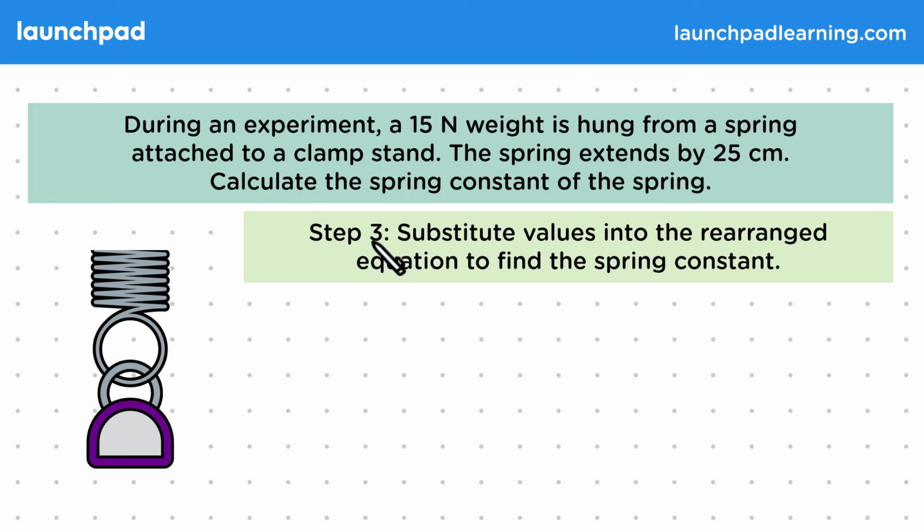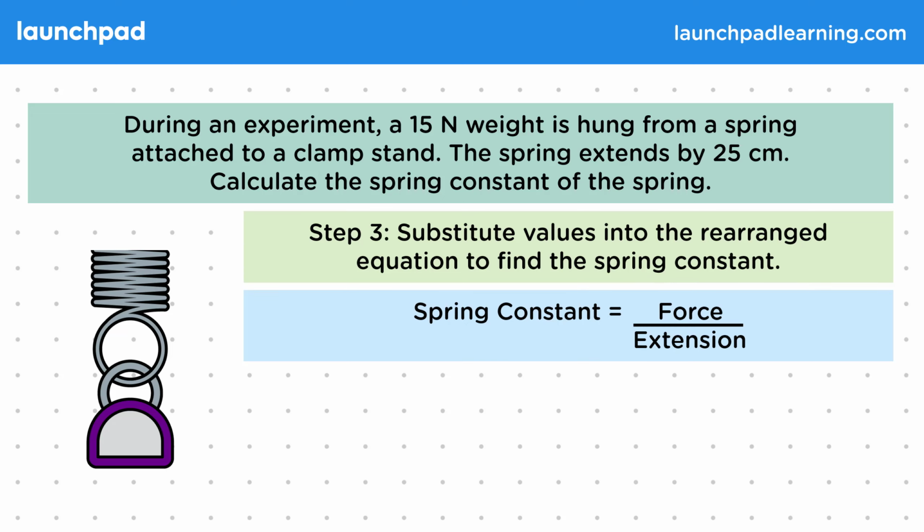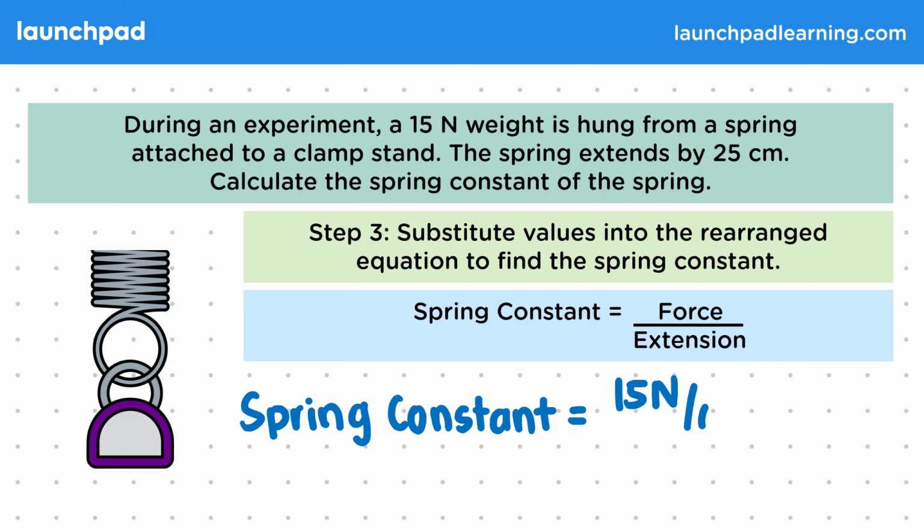And finally, step 3 is to substitute the values into the rearranged equation to find the spring constant. If we flip around the equation from the previous step, we have spring constant is equal to the force divided by the extension. So if we substitute the values given in the question, we'll find that the spring constant of this spring will be 15 newtons divided by 0.25 metres, which is 60 newtons per metre.